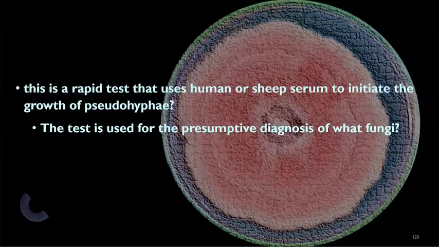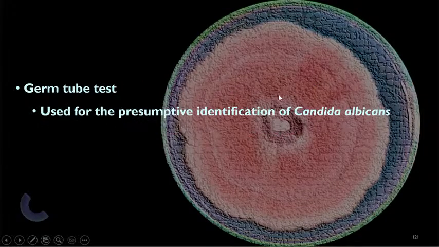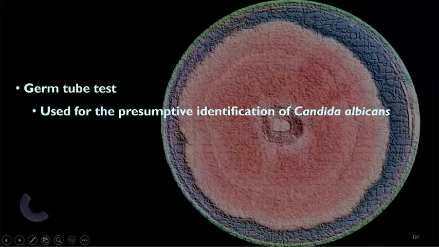Now, this is a rapid test that uses human or sheep serum to initiate growth of pseudo hyphae, and this test is used for the presumptive diagnosis of what fungus. This is known as the germ tube test. Okay, you can use human serum, don't worry. Okay, germ tube test, and it's used for the presumptive identification of Candida albicans. Okay, so see, understanding mycology is as easy as that.